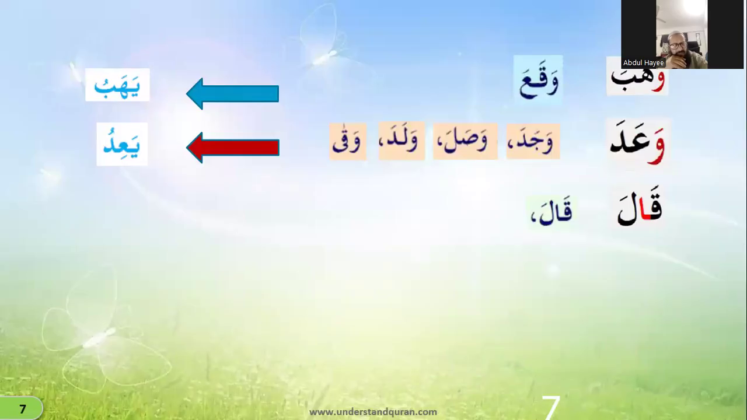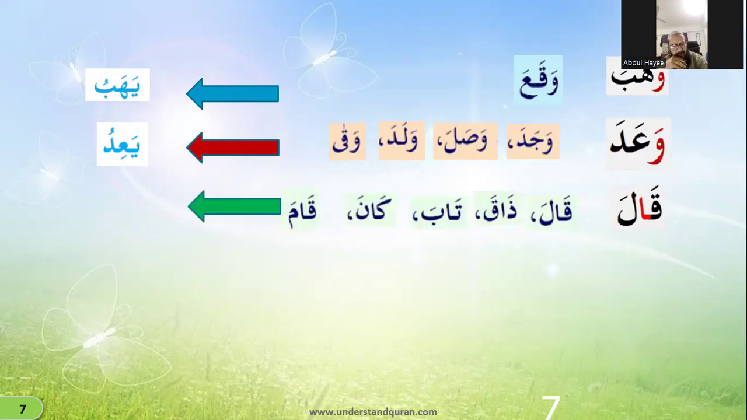Qala has many like it. Qala, zaka, taba, kana, kama. But its mudari is yaqul. Qala, yaqul. We know the pattern of the mudari.